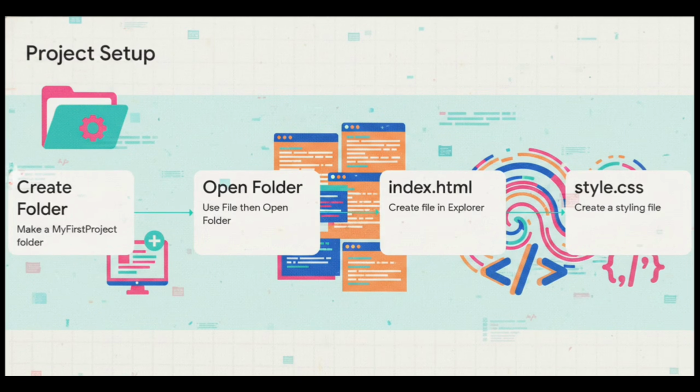Step 1, just make a new folder somewhere on your computer, the desktop is fine, and name it My First Project. Step 2, jump into VS Code, click File, hit Open Folder, and select that folder you just made. Easy, right? Now for step 3, look over at that Explorer panel on your left. Right-click in the empty space and create a new file called index.html. Finally, step 4, do the exact same thing, but create a file called style.css. And boom. Just like that, you've set up a standard professional web development project structure. It really is that quick to get your workspace ready for action.